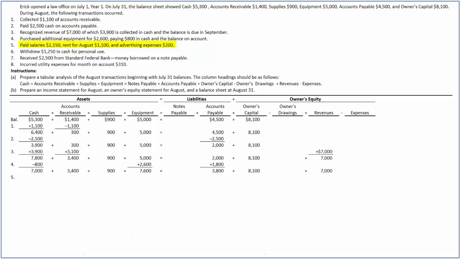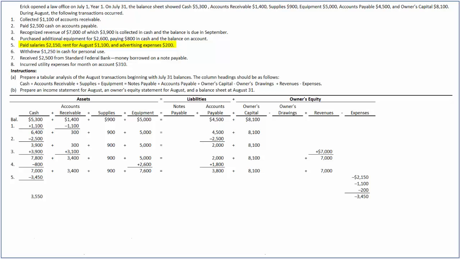In the fifth transaction, the company paid salaries of $2,150, rent for August of $1,100, and advertising expenses of $200. The total expenses incurred were $3,450, of which salaries were $2,150, rent was $1,100, and advertising was $200. This decreases cash by $3,450 and correspondingly increases expenses by $3,450. After this transaction, cash has decreased to $3,550 and expenses have increased to $3,450.